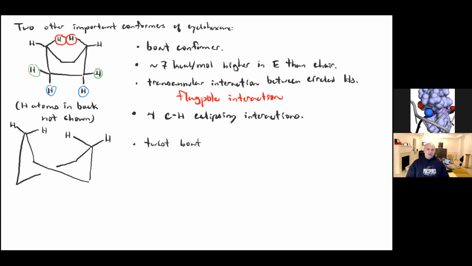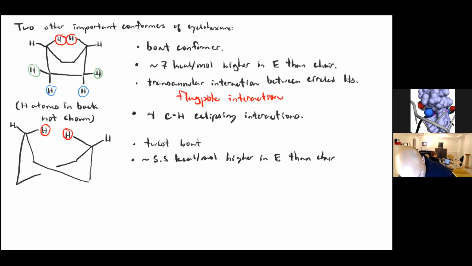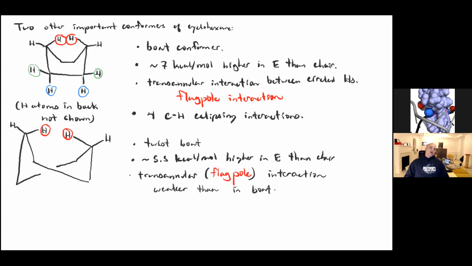Okay, the twist boat is slightly more stable than the bona fide boat conformation. So this is only about 5.5 kcals per mole higher in energy than a chair. Okay. And the main reason is that while there's still a flagpole interaction, it's diminished somewhat because those hydrogens are a bit further from each other than they are in a boat. Okay, and so it's slightly more stable.